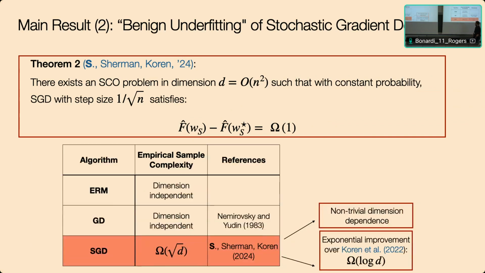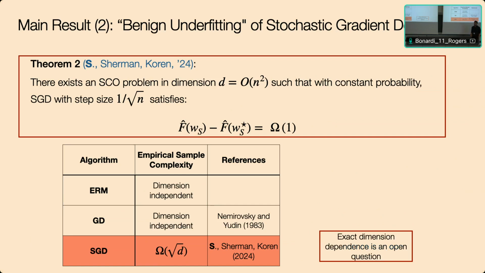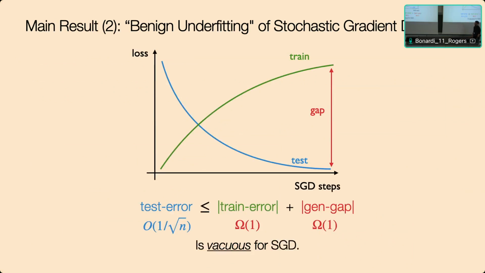Again, this translates to a square root of the empirical sample complexity lower bound and non-trivial dimension dependence, an exponential improvement over previous work. Here, it is still an open question whether this bound can be improved to a linear lower bound. As in GD, but differently, here the test loss decreases to 0 during the training phase, but the train error became larger. What does it mean?